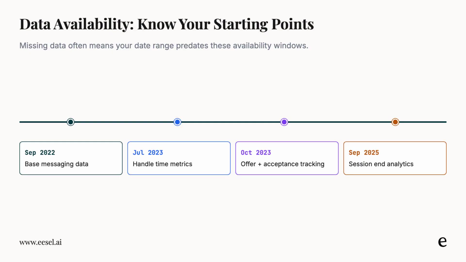Messaging data only exists from September 2022 onwards, handle time metrics from July 2023, and offer acceptance tracking from October 2023. If your reports show blank results, your date range is likely reaching before these availability windows.